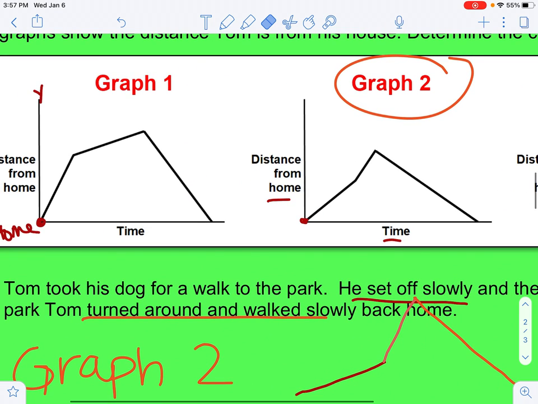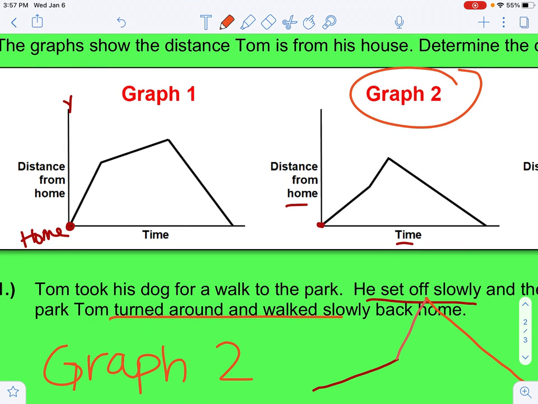Okay, now trying to decipher between graph 1 and graph 2. If you look at graph 1, Tom is moving pretty quickly right away at the beginning. And then it looks like he slows his pace because that line isn't quite so tall or steep. And then it looks like he goes home really fast and he ends up back home. We want the one where he's walking a little slow, and then he walks a little bit faster to get to the dog park, and then he slowly takes his time going back home. So that was graph 2.